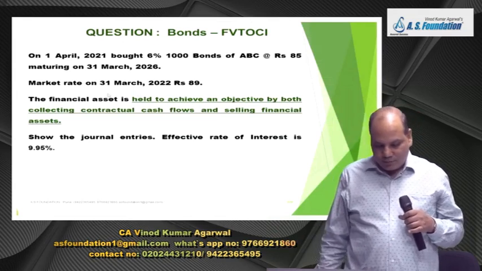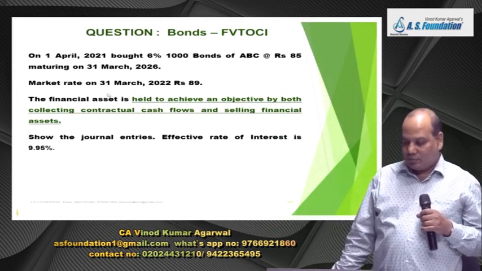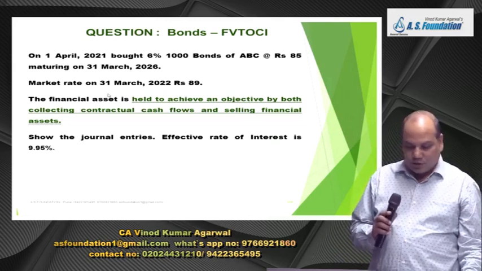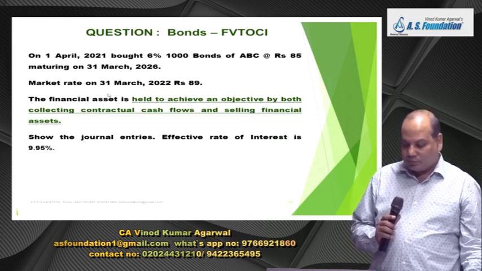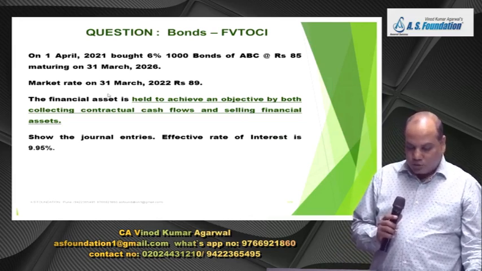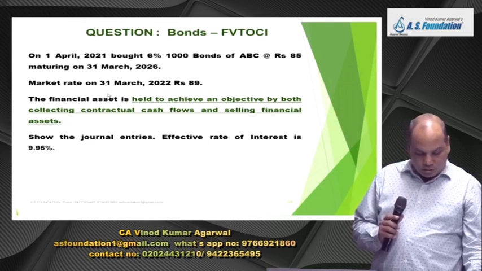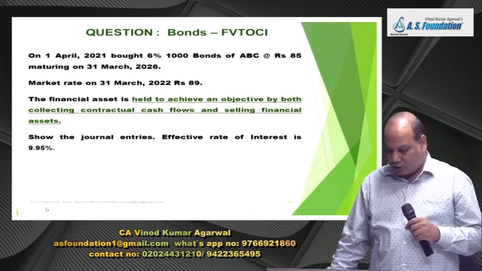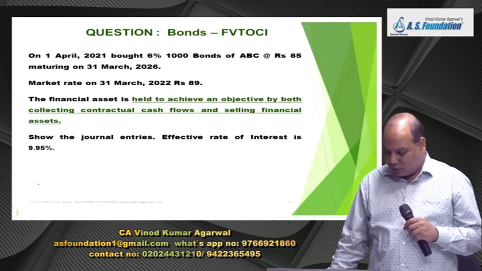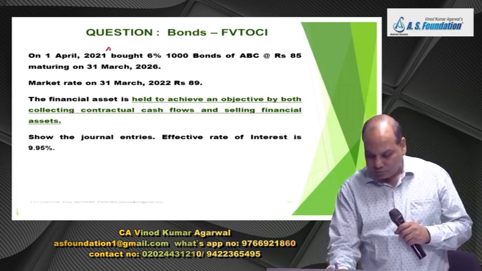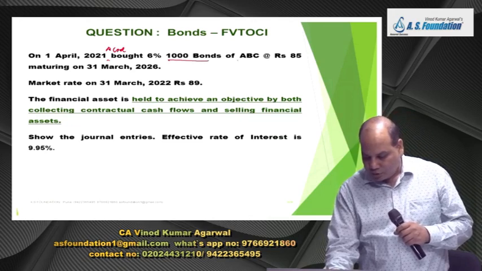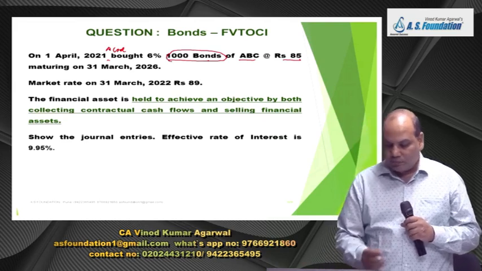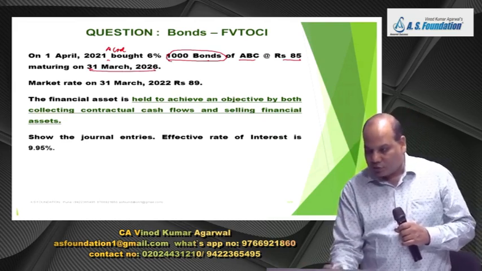Now we'll solve one question. Okay, simple question. Format is also there. Just do the fill in the blanks work. On 1st April 2021, write down the name of investor, A Limited bought 6%, 1000 bonds of ABC at 85. So it's a bond, means debt instrument, which is maturing on 31st March 26.